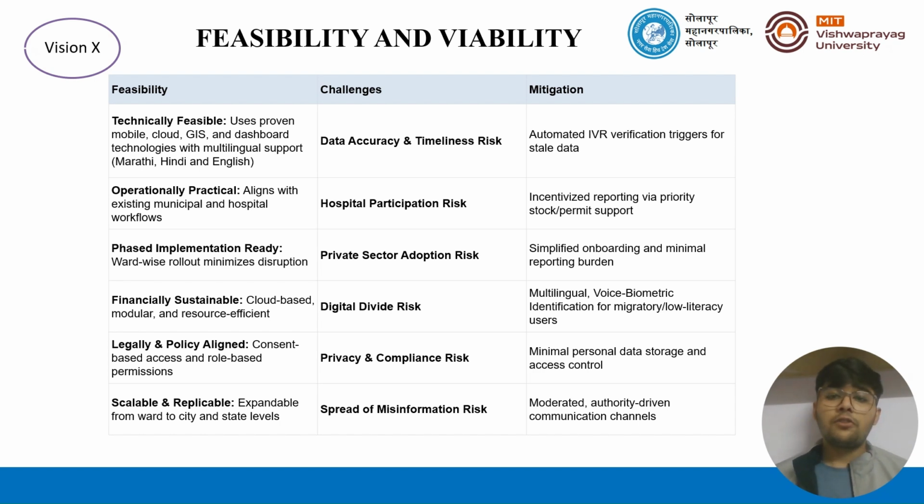Financially, the solution follows a modular and cloud-native architecture, reducing upfront infrastructure cost while allowing incremental scaling based on municipal capacity. Policy alignment is ensured through consent-driven usage, role-based access control, and compliance with national digital health guidelines. We also recognize key implementation challenges such as data accuracy, stakeholder participation, digital literacy gaps, and privacy risks. Targeted mitigation strategies, including automated data validation triggers, simplified stakeholder onboarding, a multilingual voice assist interface, and strict access governance mechanisms, have been incorporated into this design.